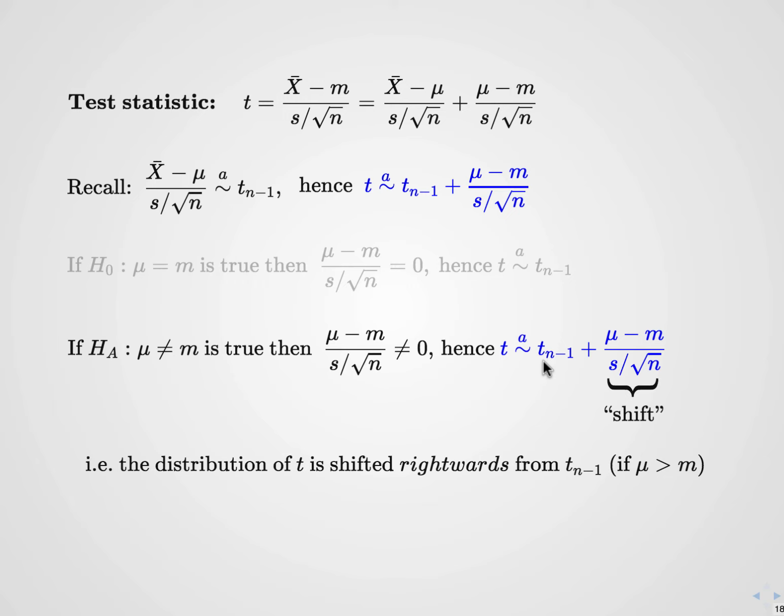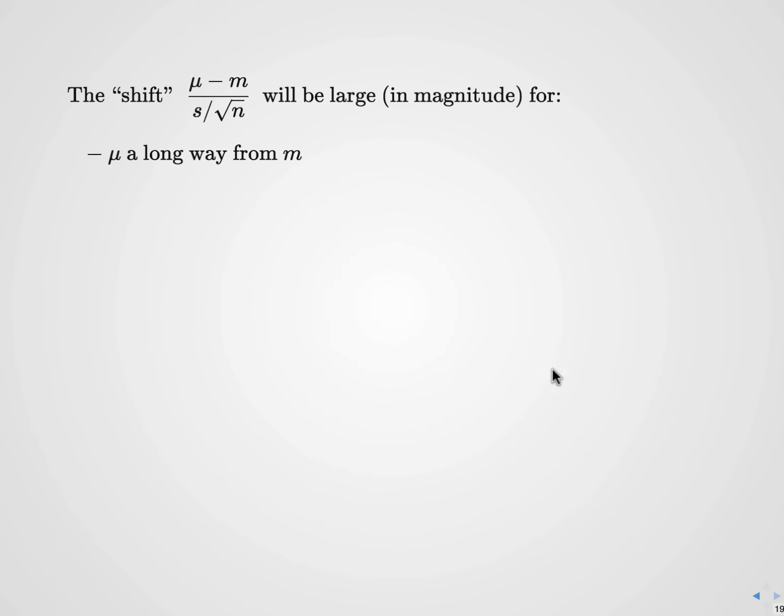So the shift will be rightwards if mu is bigger than m, and of course it will be leftwards, downwards, in a negative direction if mu is less than m, and that has a negative sign on it. That shifts the t-statistic in a negative direction compared to the t-distribution. All right, so that's the direction.